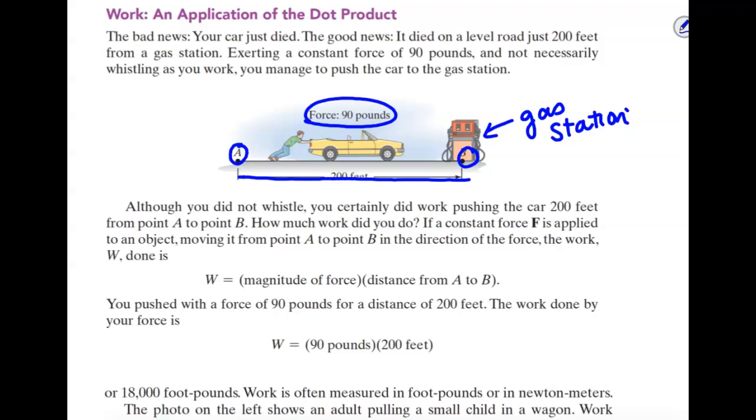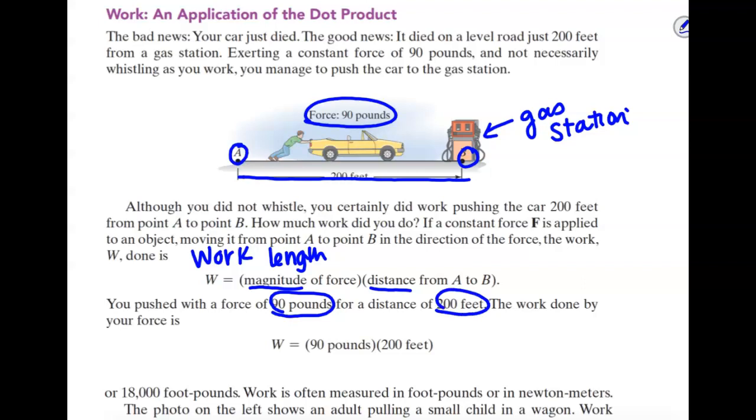If a constant force F is applied to an object moving it from point A to point B in the direction of the force, the work W, so this represents your work, equals the magnitude. Remember, magnitude equals length of force and the distance that you traveled from A to B. So you pushed with a force of 90 pounds for a distance of 200 feet.